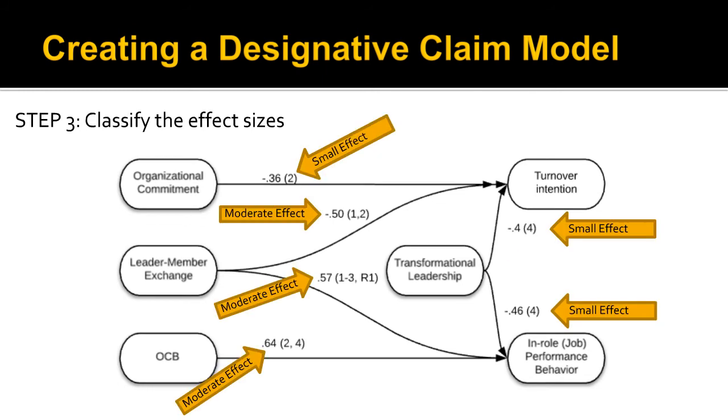In step 3, we classify the effect sizes into small, medium, and large effects. Small effects have correlations between 0.3 and 0.49. Medium effects are between 0.5 and 0.7. Large effects are 0.7 or higher. To create a direct effects model in the final step, we will eliminate all but the highest effect size classification.